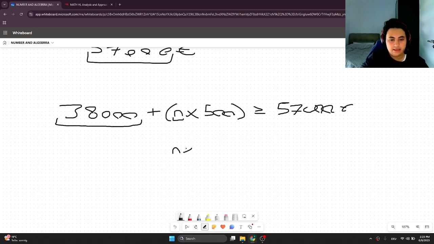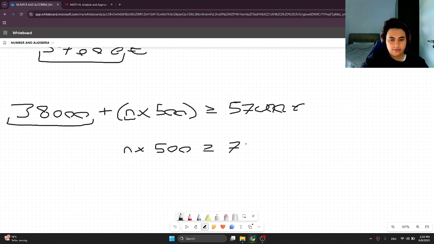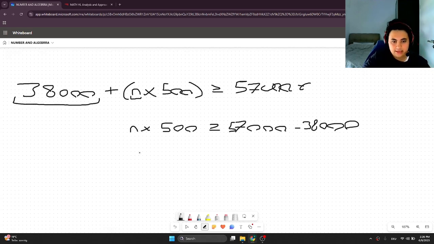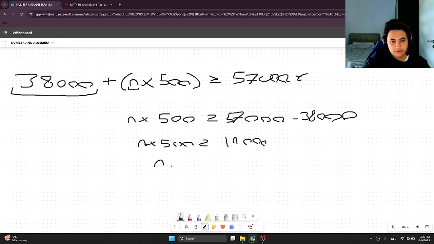So first, n times 500 is greater than or equal to 57,000 minus 38,000. That's 19,000. So we have n times 500 is greater than or equal to 19,000. Then we divide by 500, so n is greater than or equal to 19,000 divided by 500, and that gives us 38.